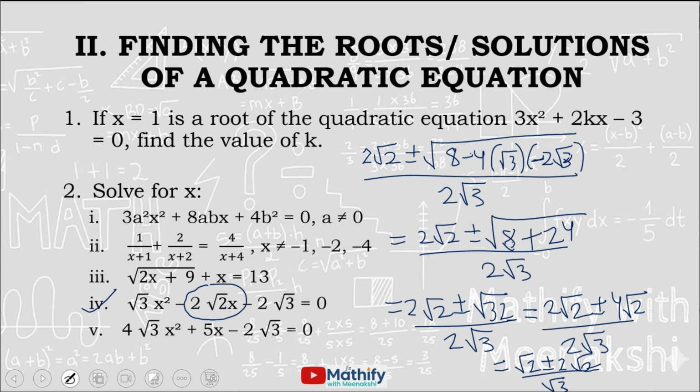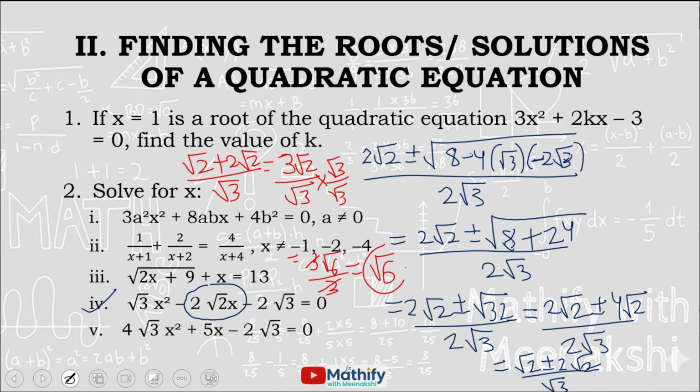So from here I can write two values, one by taking positive sign and one by taking negative sign. The first answer will be root 2 plus 2 root 2 by root 3. That means if you solve this, 1 root 2 plus 2 root 2 is 3 root 2 by root 3. Now you have to rationalize this because you can't leave root in the denominator, so you will multiply by root 3 and root 3. So your answer is 3 root 6 by 3, and you can cut 3 and 3. So the first answer is root 6. So one root is root 6.